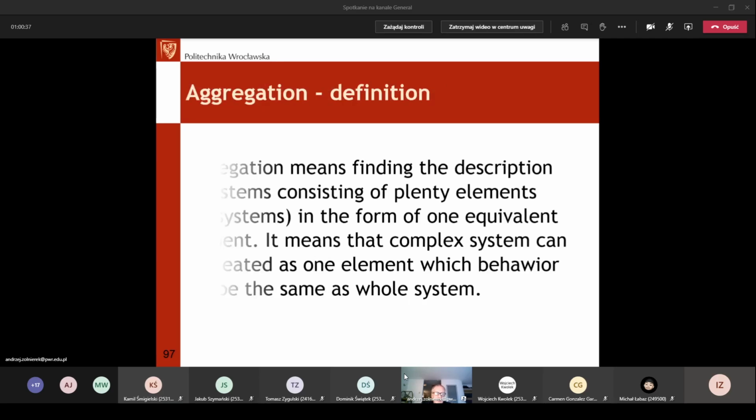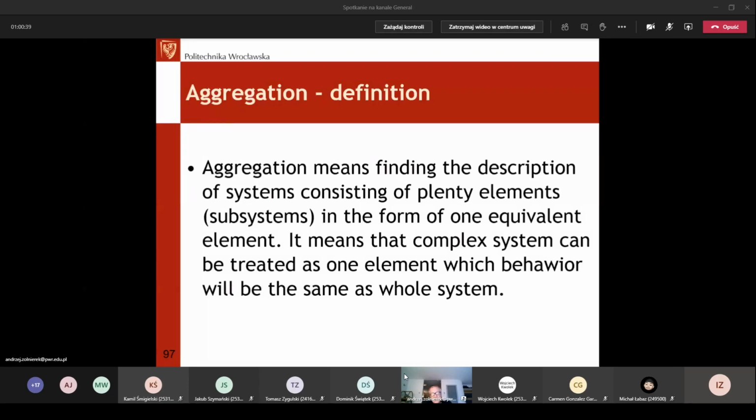It is just aggregation. I repeat once again, we do not build a new element from existing elements, as you can find on the internet, for example. We just do it in our mind, let's say. So it means we just build a model of an equivalent element. Model.